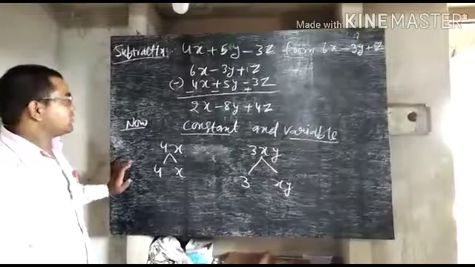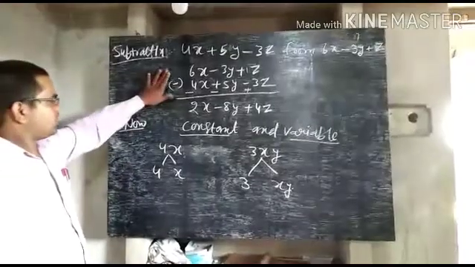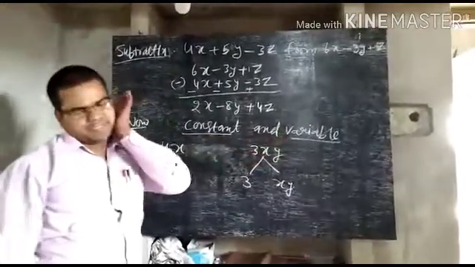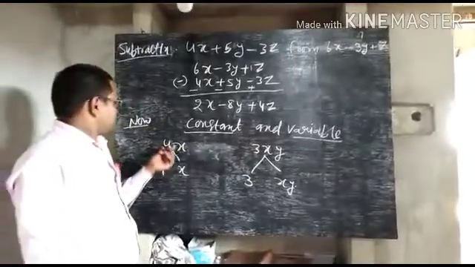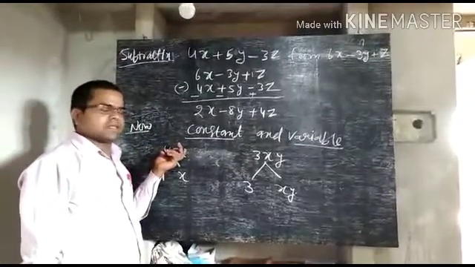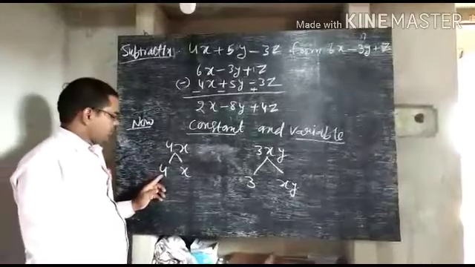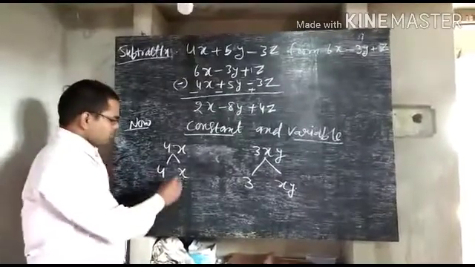Okay, clear all topics? Now we have to discuss constants and variables. In this chapter we say 4x is the expression, and we say 4 into x.